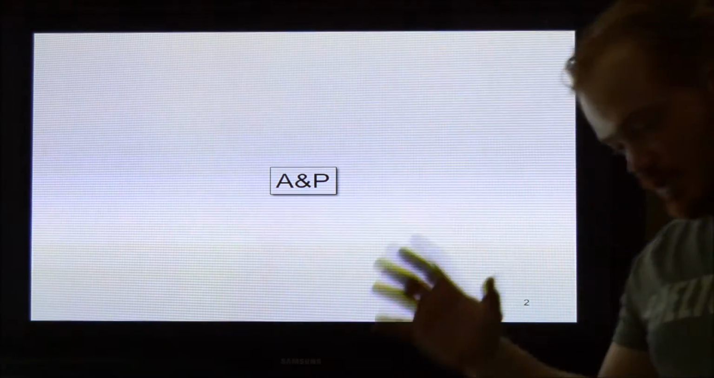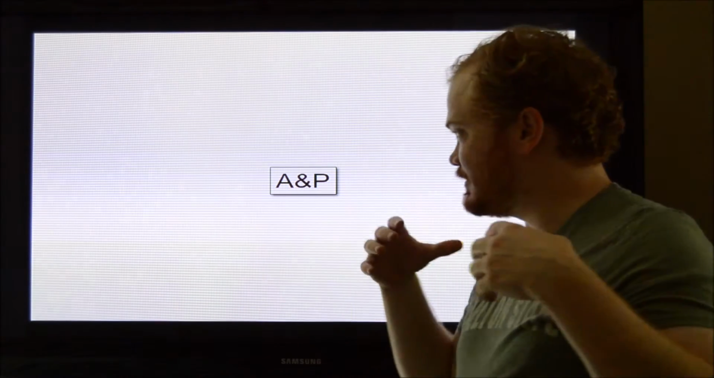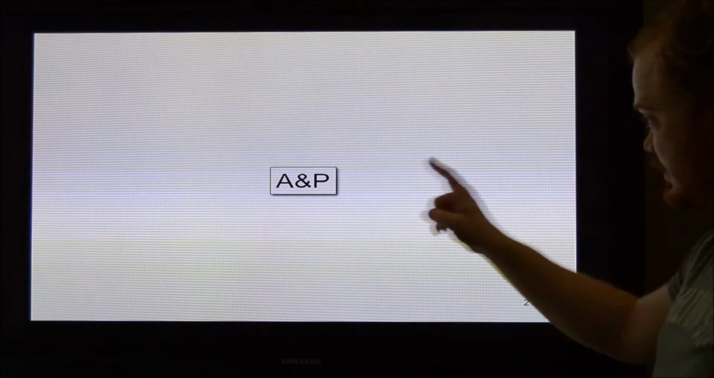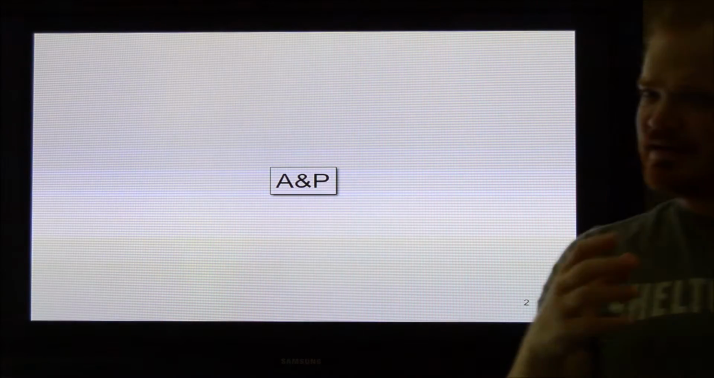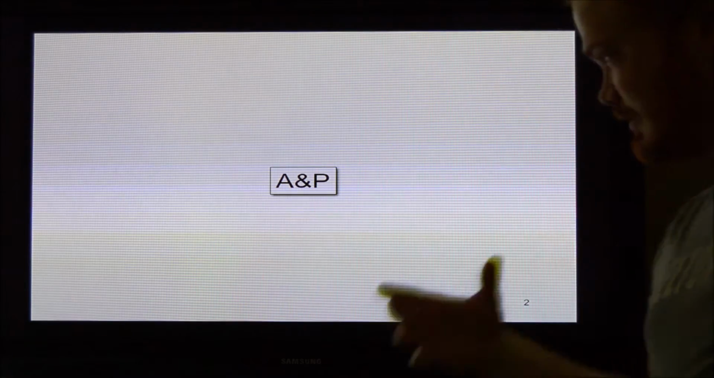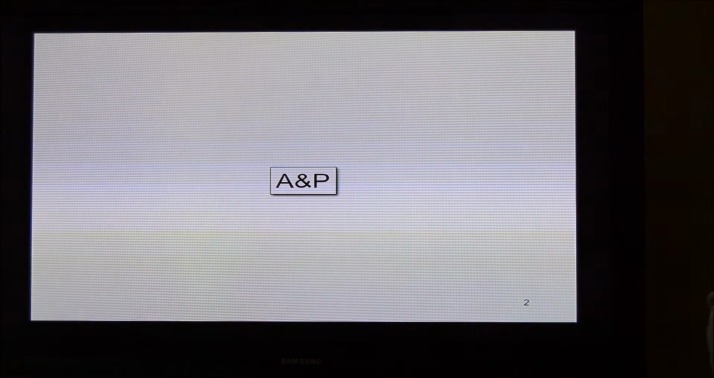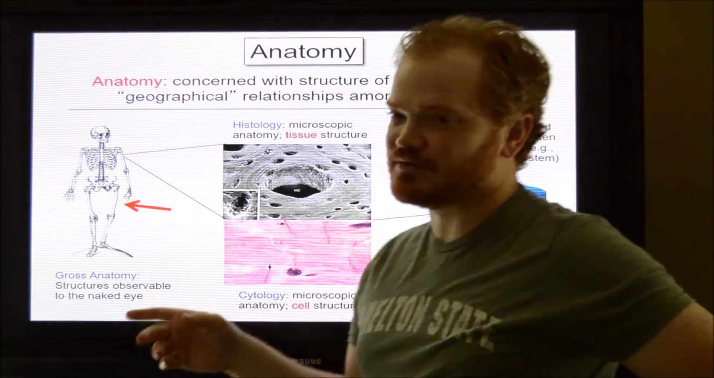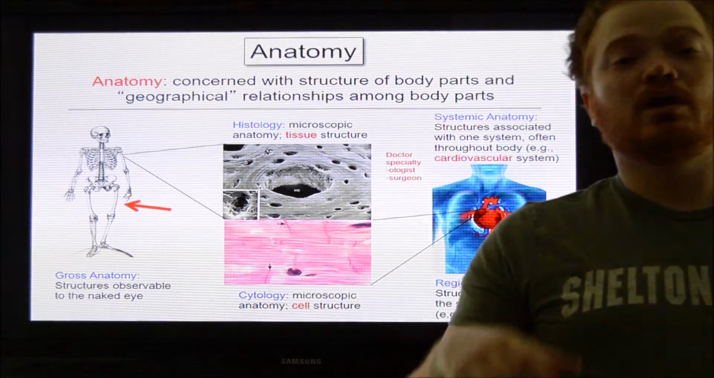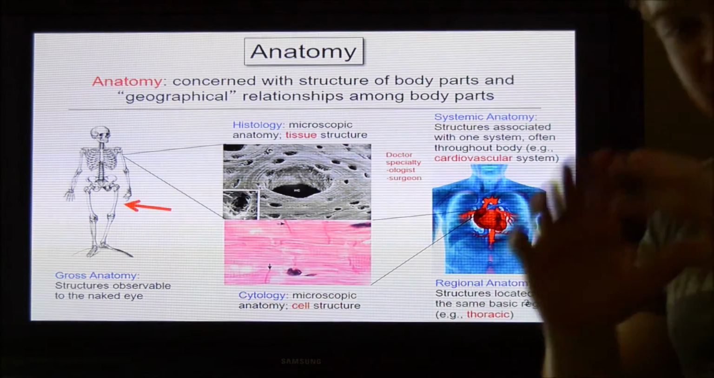All right, so to begin this class, I think the first place you really need to be is here, okay? A and P. You sign up for this A and P class, but what do these terms actually mean? The first here, obviously, is anatomy. We're dealing with anatomy and physiology. When we say anatomy, what I want you to be thinking about is the parts and pieces.